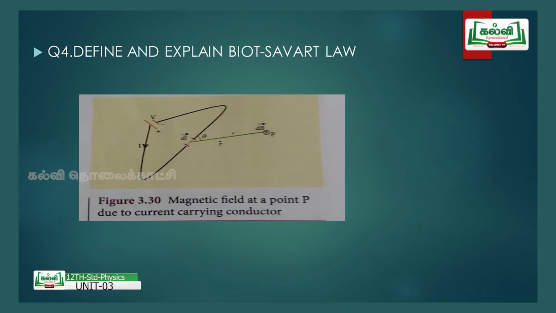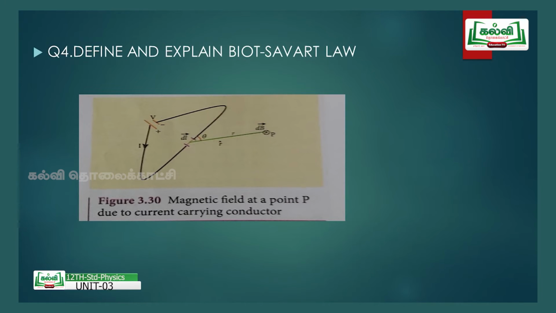Now, in the whole length of the conductor we are taking a small element called dl. Only due to this dl, what is the magnetic field at the point P? This is what we have to find out initially. So, due to the current element dl, the magnetic field at the point P will be dB. Now, what we have to do?